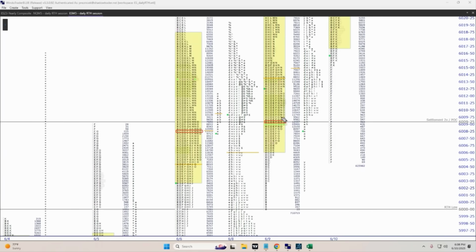And one of the things that I talked about was I said, look, there's a back-to-back settlement here, meaning that you had the prior two sessions here, 6-6 and 6-9, Monday and Friday. They basically settled at the exact same spot. And then on Monday's session, the point of control or fairest price to do business was actually right underneath the settlement. So that's kind of key.